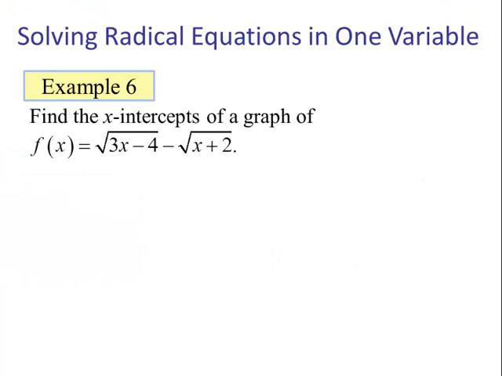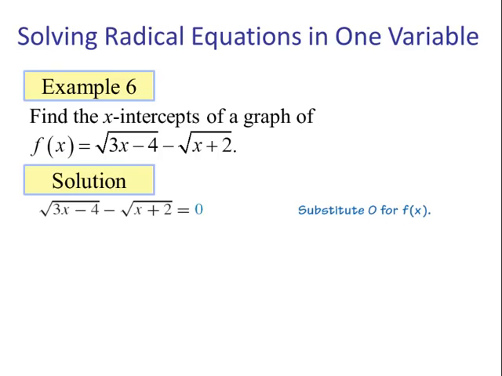Lesson objective. Our last example, example 6. Find the x-intercepts of the graph f of x equals the square root of 3x minus 4 minus the square root of x plus 2. Solution. To find the x-intercepts, we let f of x be 0 and we solve for x. We will add square root of x plus 2 to both sides to isolate the square root.